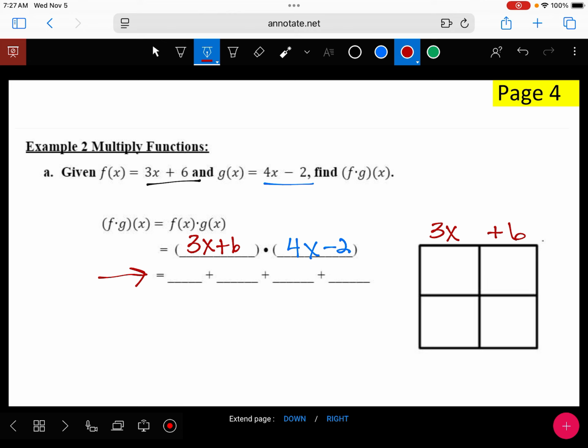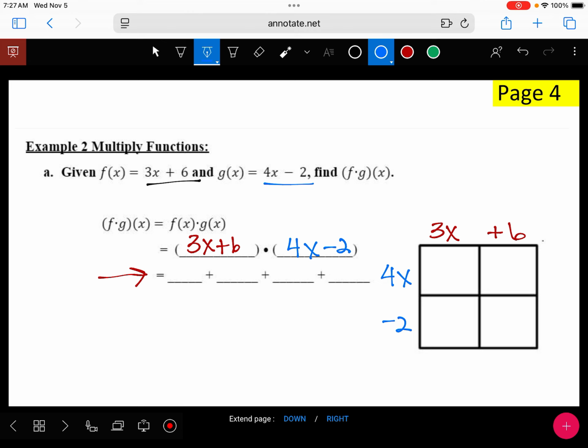So what we have to do first is multiply. So let's go ahead and fill in our 4 squares. Fill in your 4 squares. Remember, when you're multiplying, you are combining your like terms. So you have 3x times 4x.